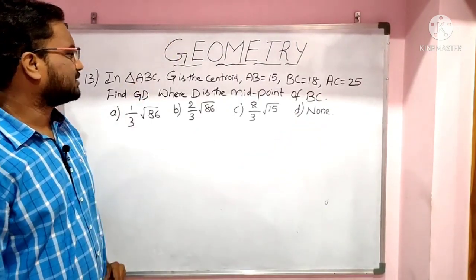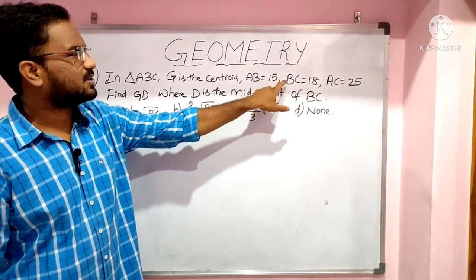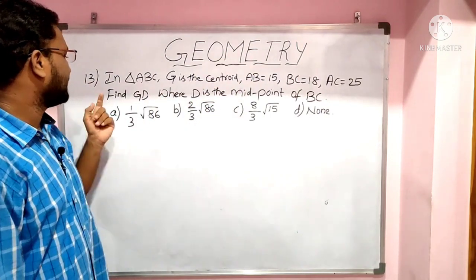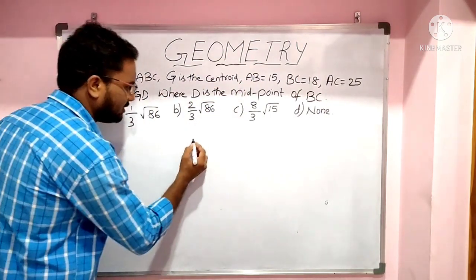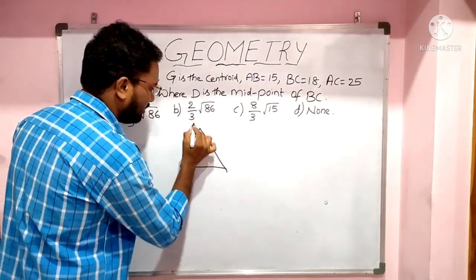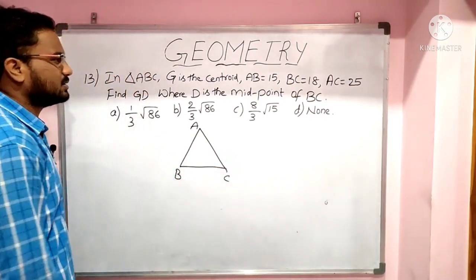In triangle ABC, G is the centroid. AB equals 15, BC equals 18, AC equals 25. We are given the side lengths. Find GD, where D is the midpoint of BC. So, you take a triangle. Let us see, this is triangle ABC.